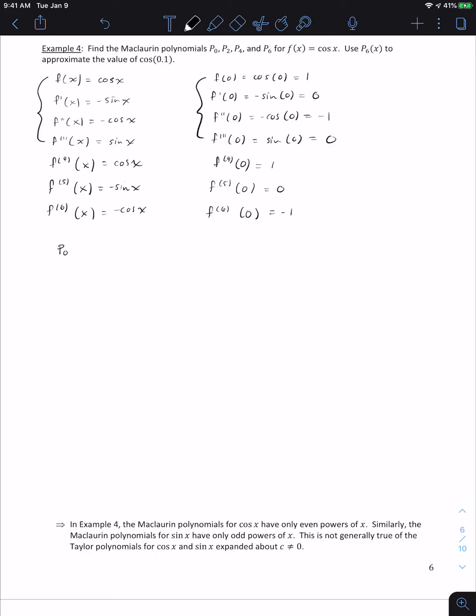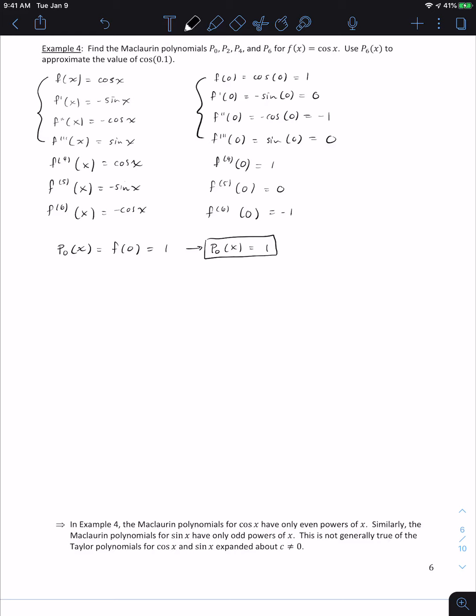Okay, so p sub 0 of x, by the formula we showed for Maclaurin, would just be the function value at 0 because we're centered at 0, and the function value at 0 is 1, right? So p sub 0 of x equals 1. Not very exciting.